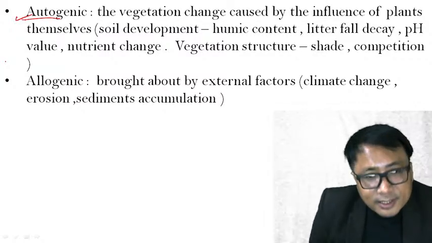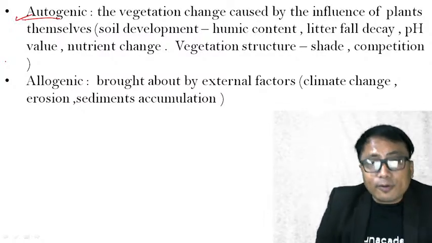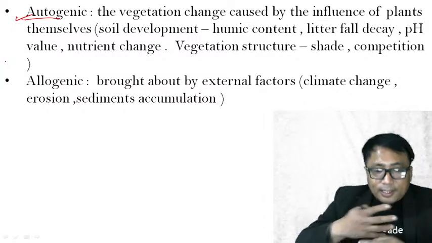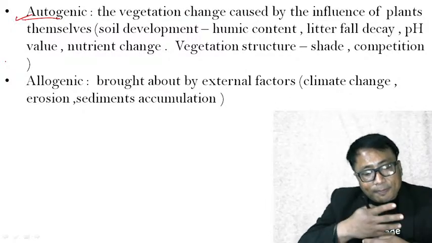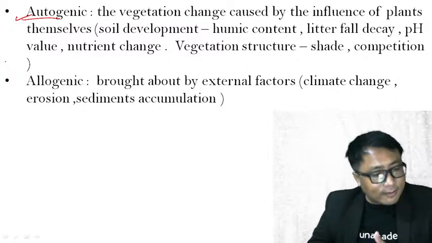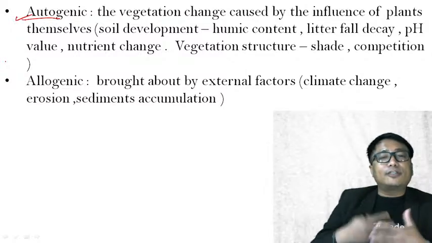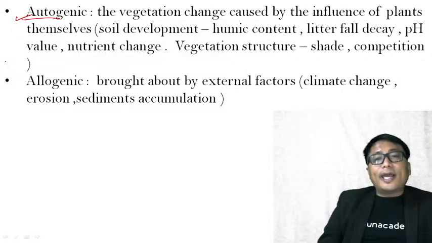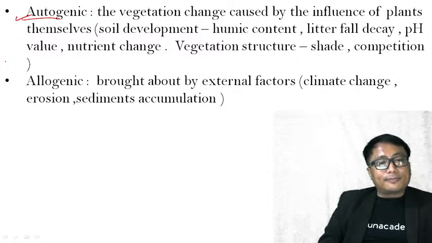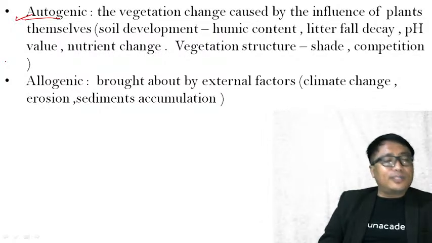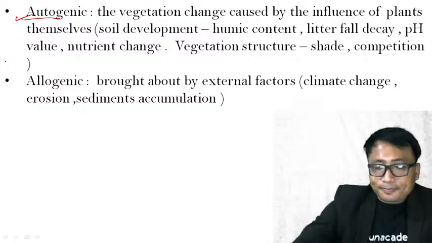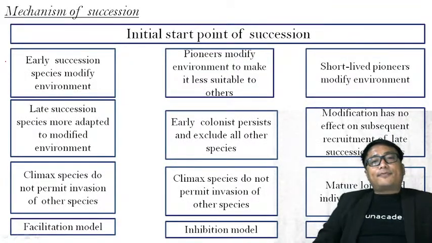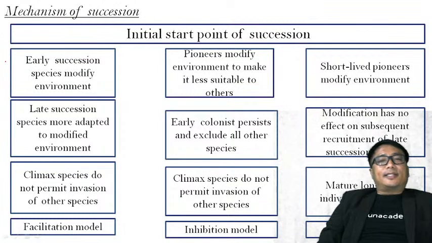Whereas in allogenic succession, it is brought about not by the plant community or the pioneering species or the vegetation itself, but by external factors such as climate change, erosion, sediment accumulation. Okay, that is known as allogenic succession. Clear? These are some of the mechanisms of succession that take place.